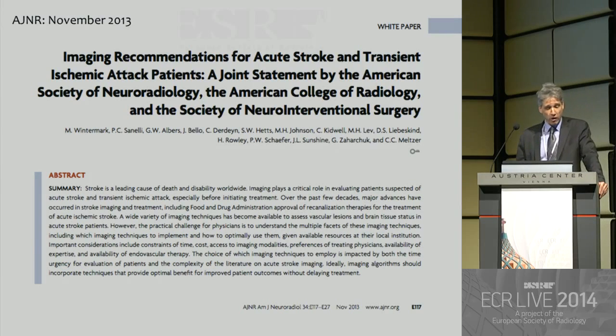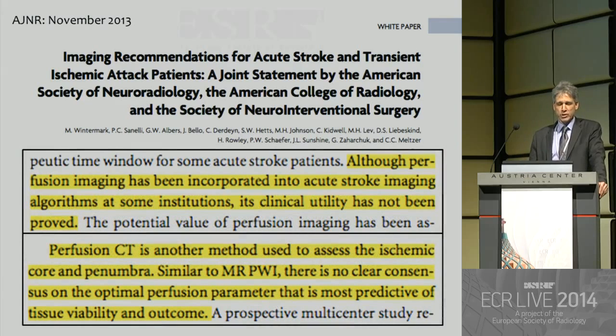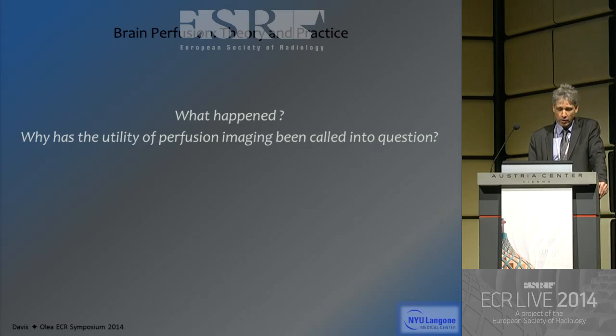And this is AJNR. The lead author is the same author, Max Wintermark. This paper, a joint paper from three organizations, concludes: although perfusion imaging has been incorporated into acute stroke imaging algorithms at some institutions, its clinical utility has not been proved. And perfusion CT is another method used to assess the ischemic core and penumbra. Similar to MR perfusion, there is no clear consensus on the optimal perfusion parameter that is most predictive of tissue viability and outcome. So the question is, what happened in 9 years?